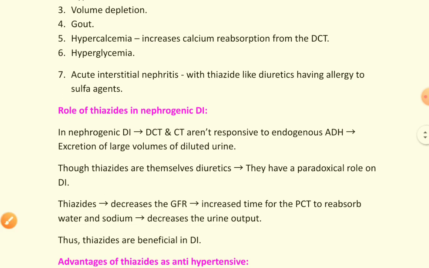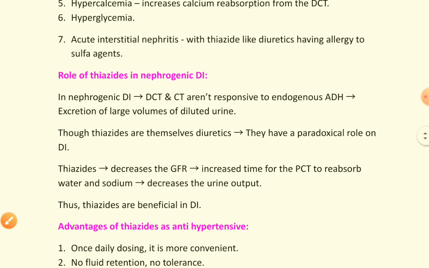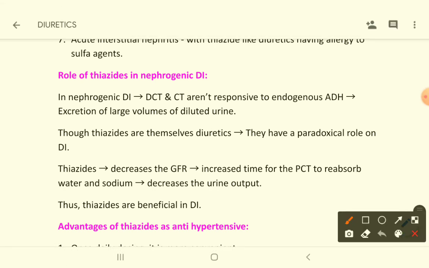Now an interesting thing is the use of thiazides in nephrogenic diabetes insipidus. Now what happens in nephrogenic diabetes insipidus is that, suppose this is your nephron.